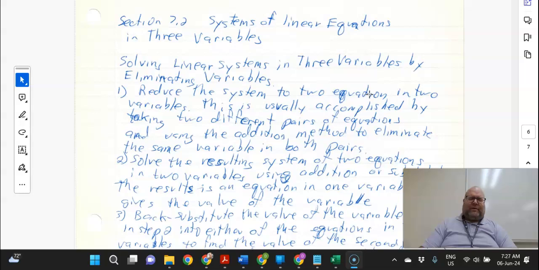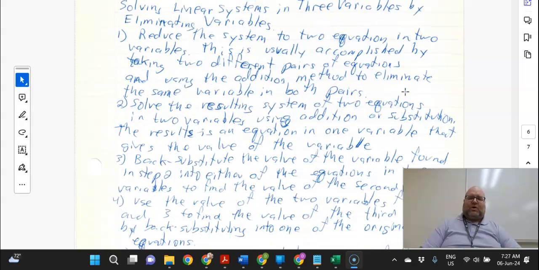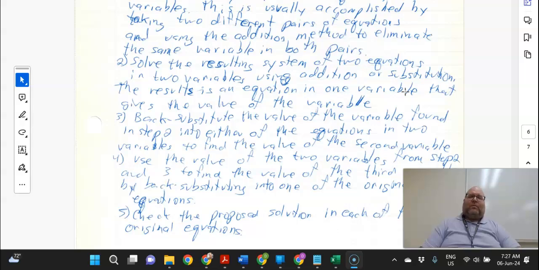So you're going to pick one equation and one variable and use that equation with each of the other two equations to eliminate the variable of interest. It can be x, y, or z. By adding together multiples of our pairs of equations, we end up with two new equations that have two variables and two unknowns.